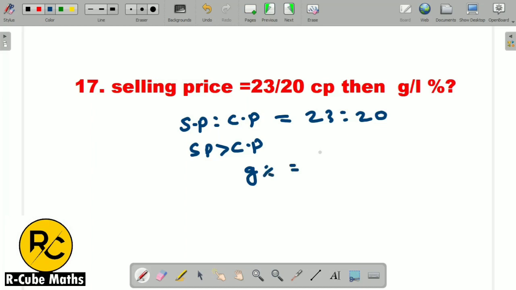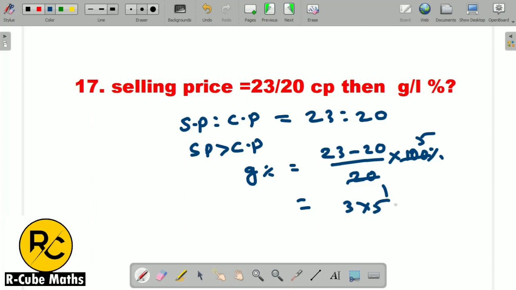So gain percentage is equal to gain, which means 23 minus 20, the difference of SP and CP, on CP which is 20. To get the percentage, multiply it by 100. So 20 once, 5 times will go. 23 minus 20 means 3. 3 into 5, so we get 15%. Gain is 15%. So 15% is the required answer. Right, next question.